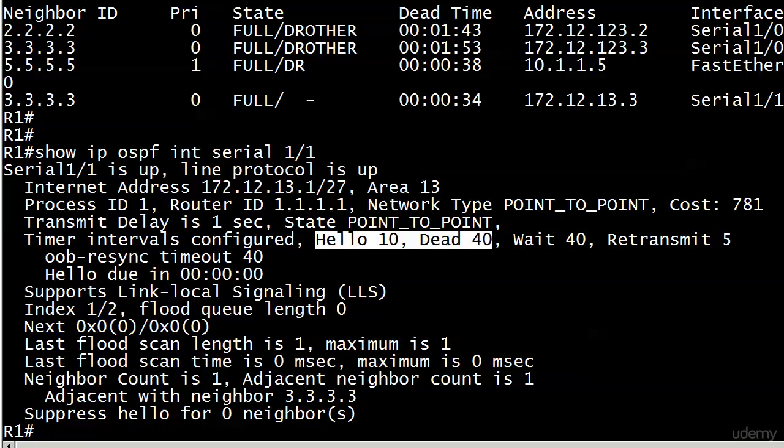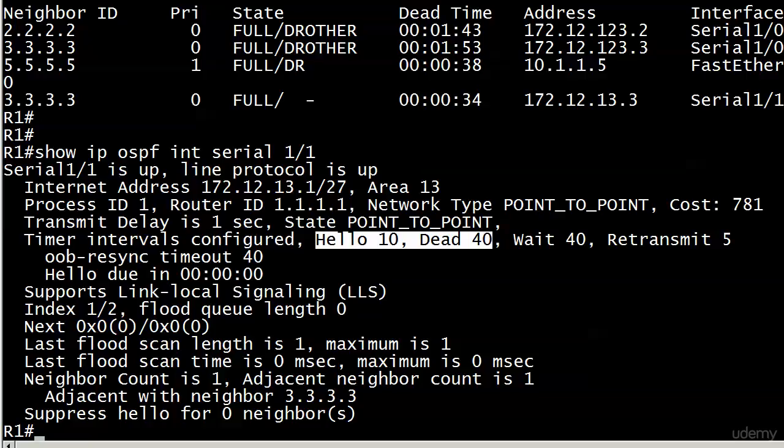However, how many routers do we have by default and by design and by its very name on a point-to-point network? Two. It's one at one endpoint and one on the other, and that's why we call it a point-to-point network. Well, we don't really give that a lot of thought, but OSPF does.